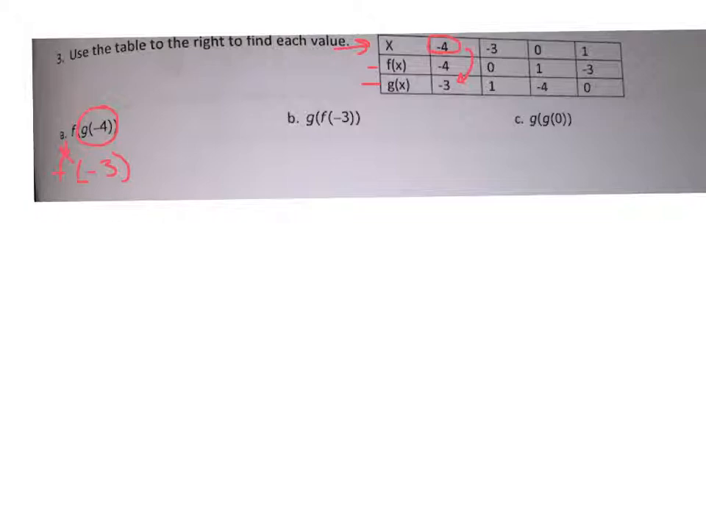And now what I'm going to do is look for that -3 value on the x row. And now instead of going to the g, we're going to go to the f, because that's what's in front of the -3. So that one's going to be 0. So this whole thing is going to equal 0. And that's your final answer. Go ahead and try B and C. Pause the video right now and play it when you're ready to check your work.